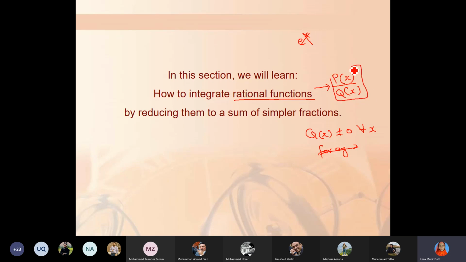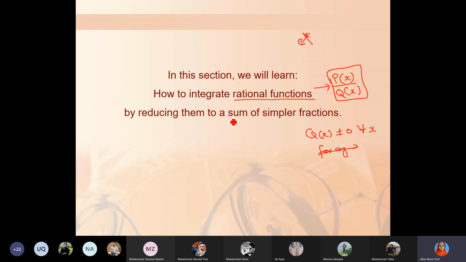And what about the polynomial? A function in which the power or exponent of the variable is a positive integer. It can be 0 as well. X power 0 is 1, and 1 is also a constant, 2 is a constant, 3 is a constant. So a polynomial is a function in which the exponent of a variable is a non-negative integer. Such a type of fraction is called a rational function.